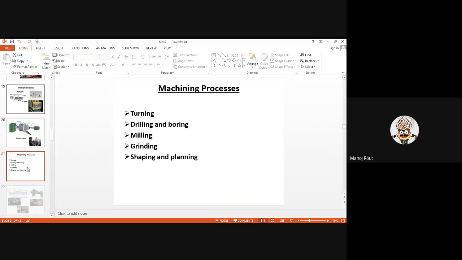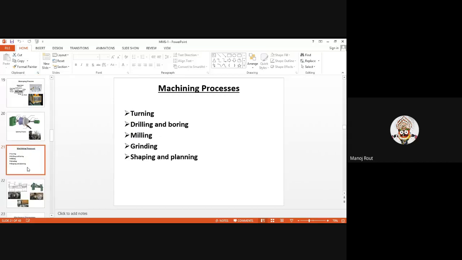The next one is the machining process. This is the third basic manufacturing process. The processes include turning, drilling and boring, milling, grinding, and the last one, shaping and planing. All this machining is done through lathe machines, so I will show that particular lathe machine.